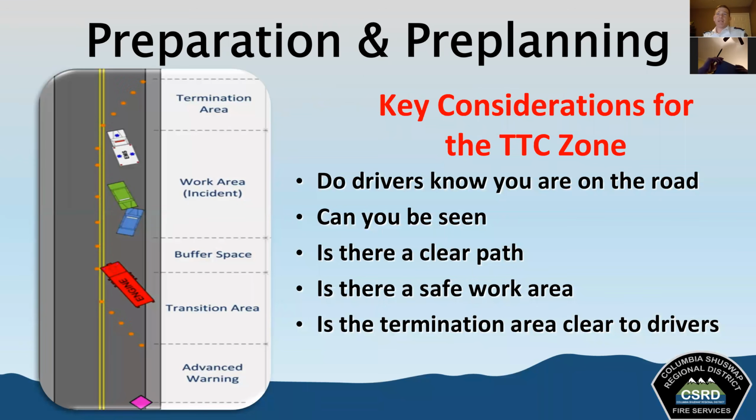So we're going to talk about some key considerations for the temporary traffic control zone. So let's go through a few of these, some things we need to consider, right? Do the approaching drivers know that we're in the road? An advanced warning is absolutely critical to scene safety. On a 2-lane road, advanced warning may have to be provided both upstream and downstream of the incident. So do they know? Have we put out this advanced warning? Right? Do you think that it's giving them enough time to prepare?